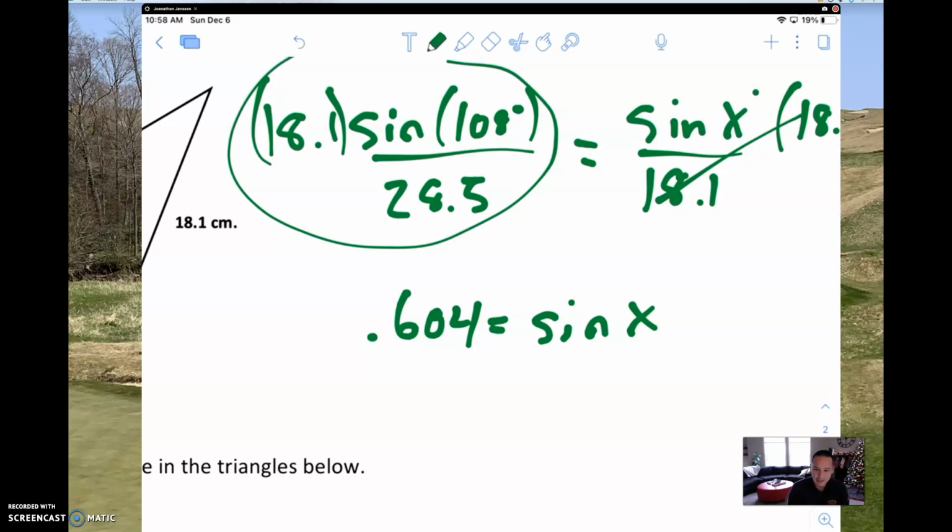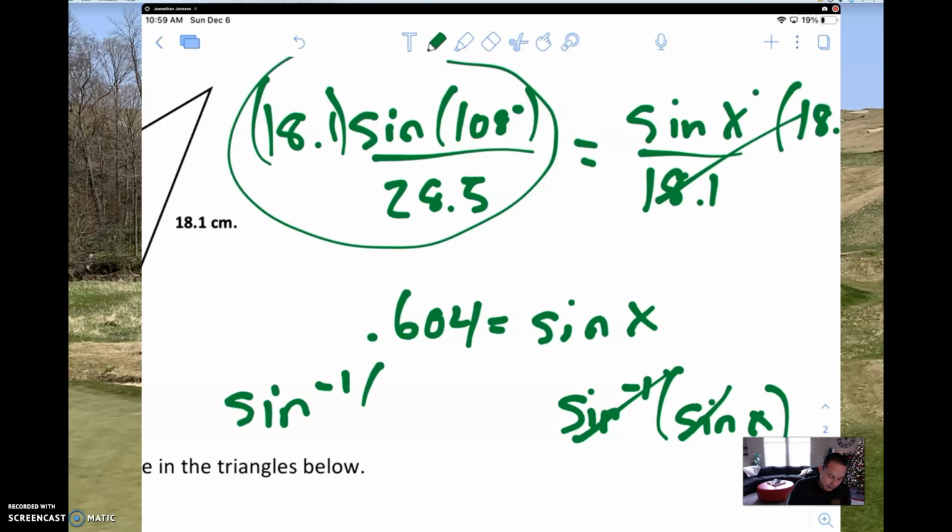I don't want sine of x. I want to get rid of the sine. We can do inverse sine. So technically what you're doing is inverse sine of sine of x, and then the inverse sine on both sides goes away. But basically all we have to do is inverse sine of that 0.604.